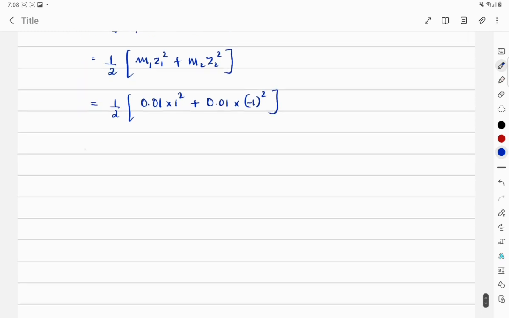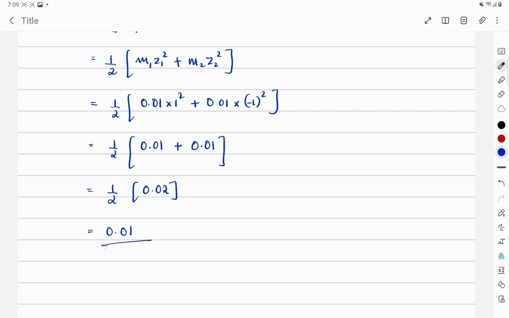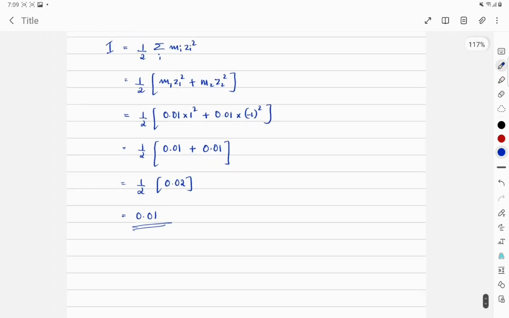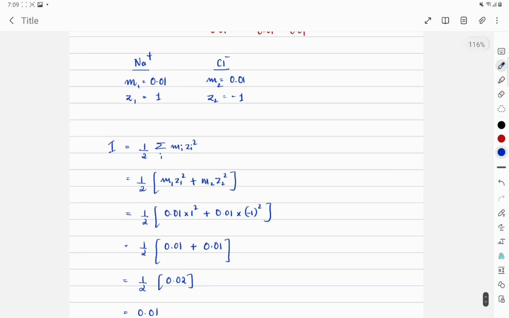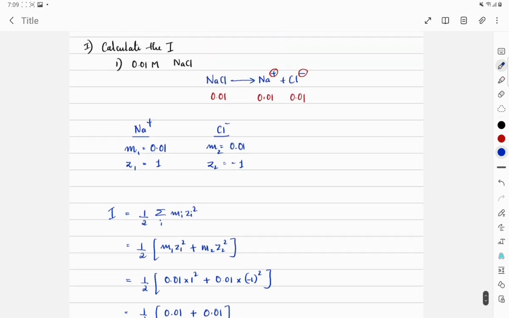So what will we get? Half into, this is 0.01 itself, plus -1 square is 1 itself, so this one plus 0.01. That will give half into 0.01 plus 0.01, 0.02, and when you halve this, again you will be getting back 0.01 itself. So this is the ionic strength for a 0.01 molar concentrated sodium chloride solution.